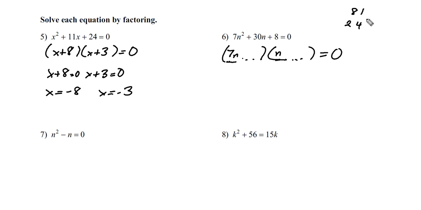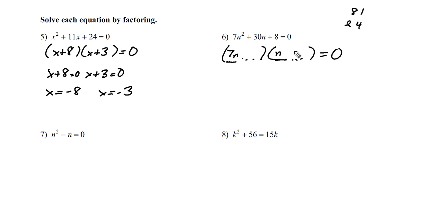Now, notice I didn't write the negative values down, and that's because the sum of the outer and inner parts of FOIL is 30n. That's a positive. So these two numbers have to multiply to be a positive, and they've also got to add up to be a positive. So we're only going to deal with the positives here.